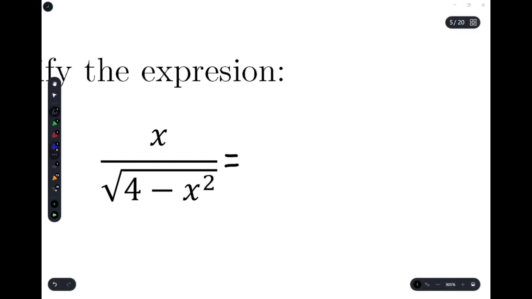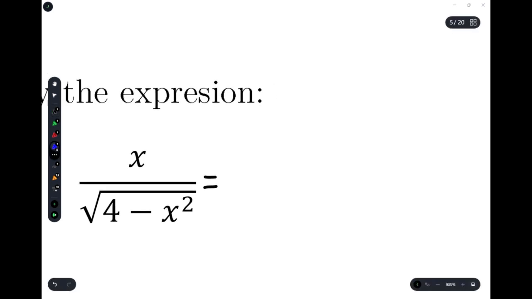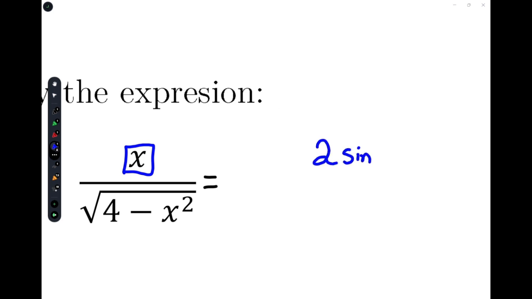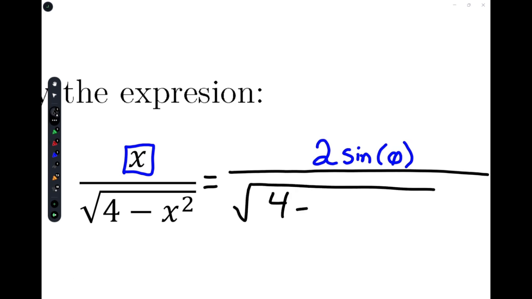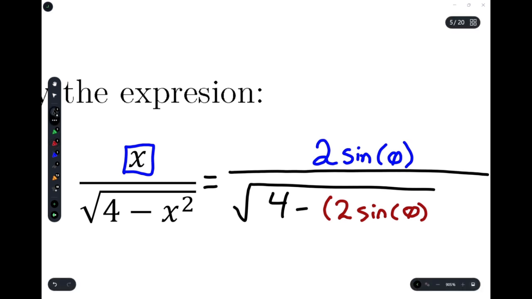So instead of x, what are we going to write? Just from the problem, not from math world. Instead of x, we're going to write that whole thing. 2 sine theta all divided by the square root of 4 minus 2 sine theta, again 2 sine theta.